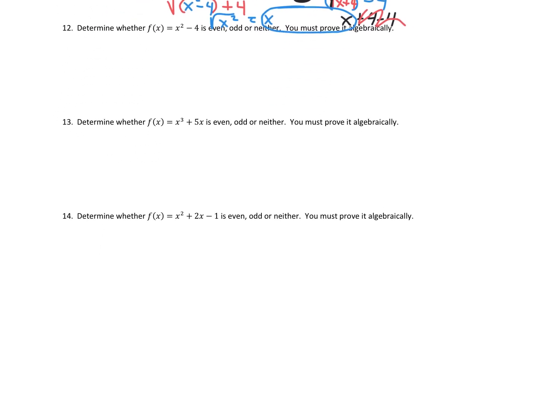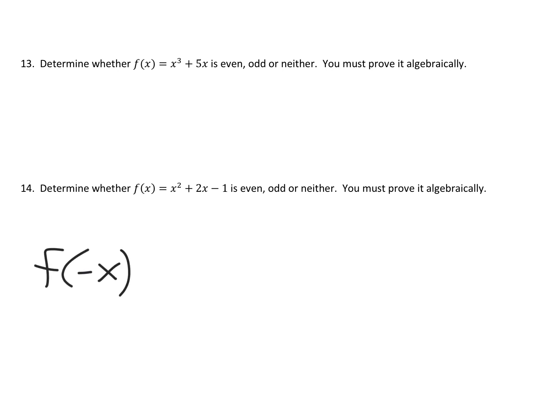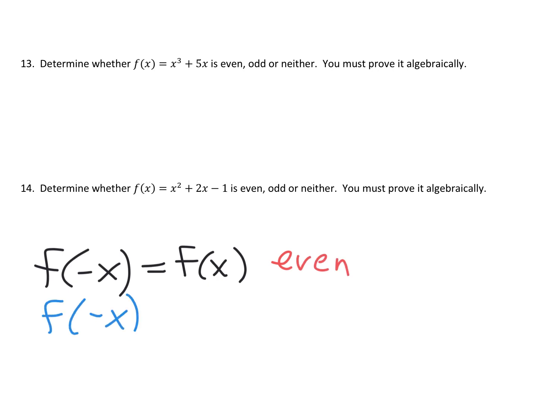And then even, odd, and neither is the last topic du jour of the day. So there's things you got to write down for this one that I guarantee you tons of people have forgotten. F of negative x is what you do. You make it eat a negative x. And if it comes out to f of x, that thing is even. If you make it eat a negative x, and it comes out to negative 1 times f of x, then that thing is odd. Those are your two rules. Better write them down.